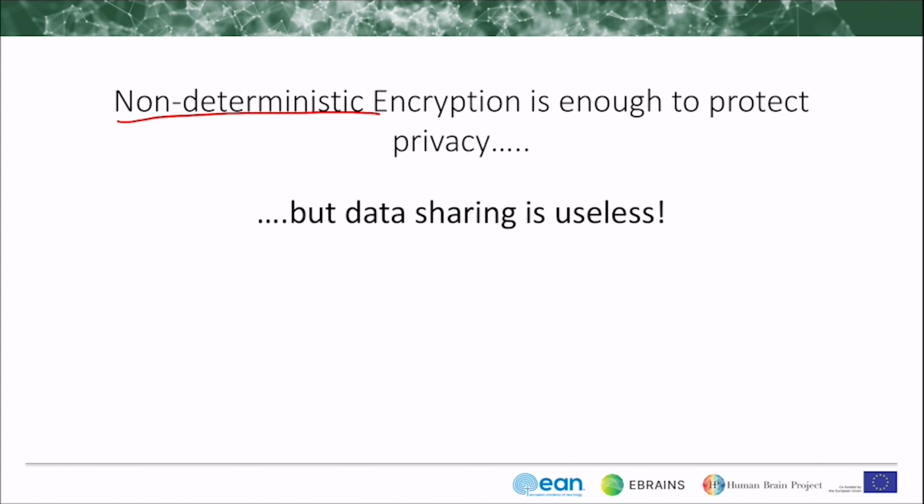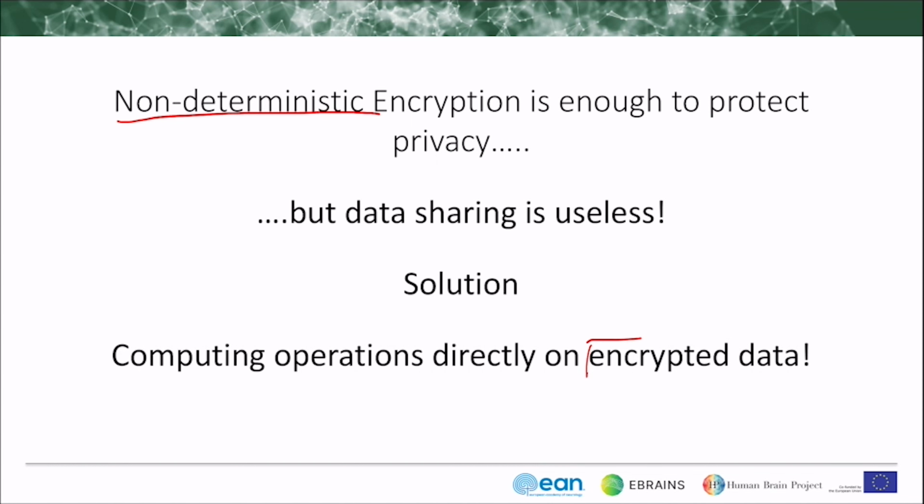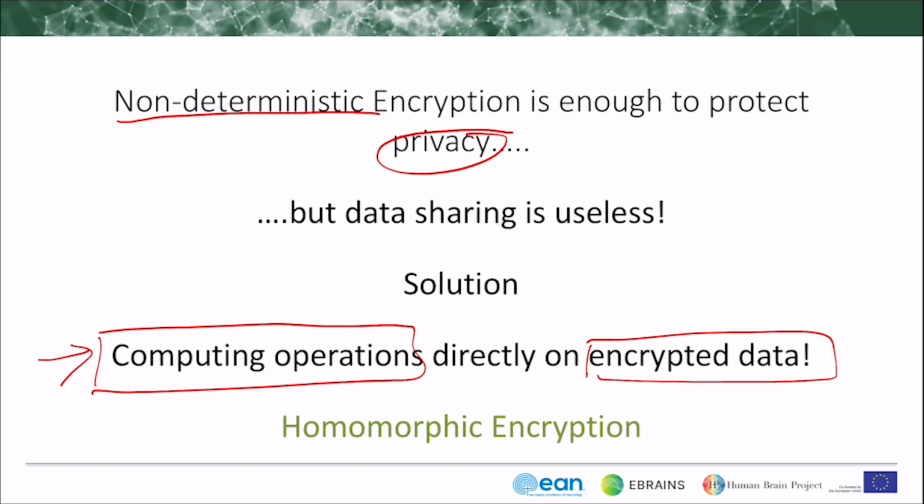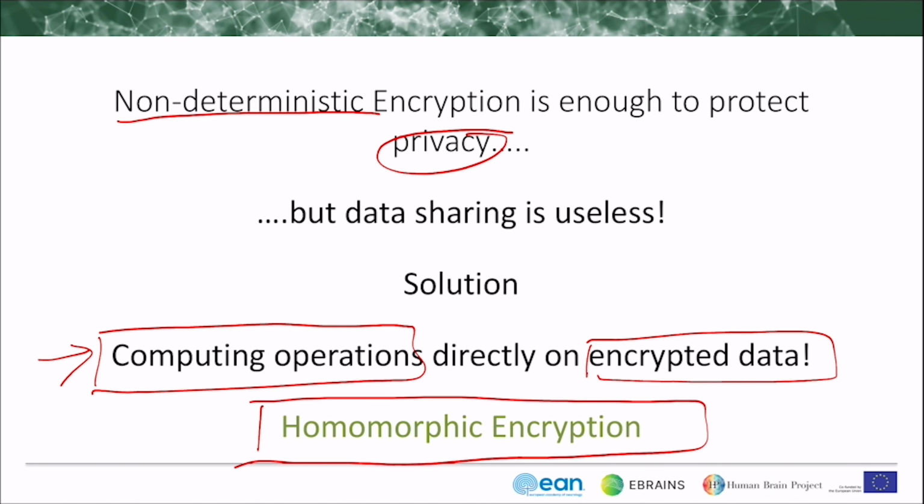Indeed, on your encrypted data, you cannot perform any kind of operation. So if you want to make your published data usable, you need a solution where you can compute some operation over the encrypted data. What we can adopt in this scenario, where you want the data to be private but also usable, so you have to perform some computation, is a kind of encryption scheme called homomorphic encryption.